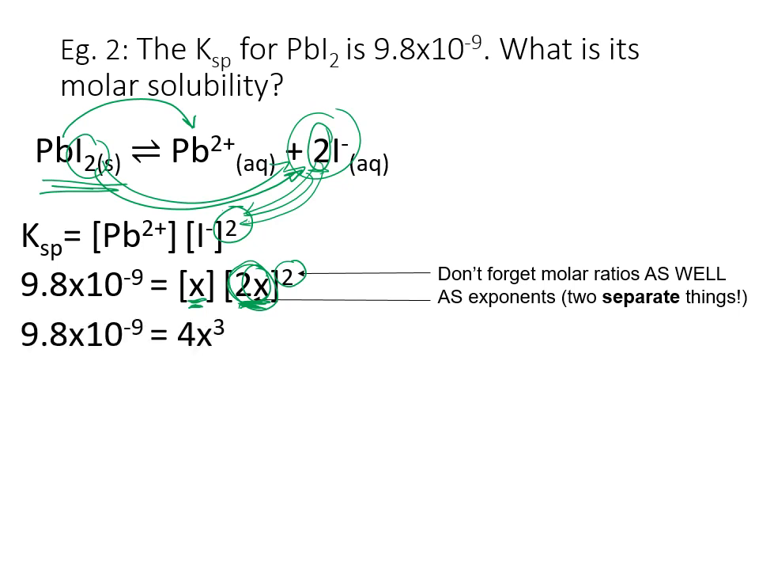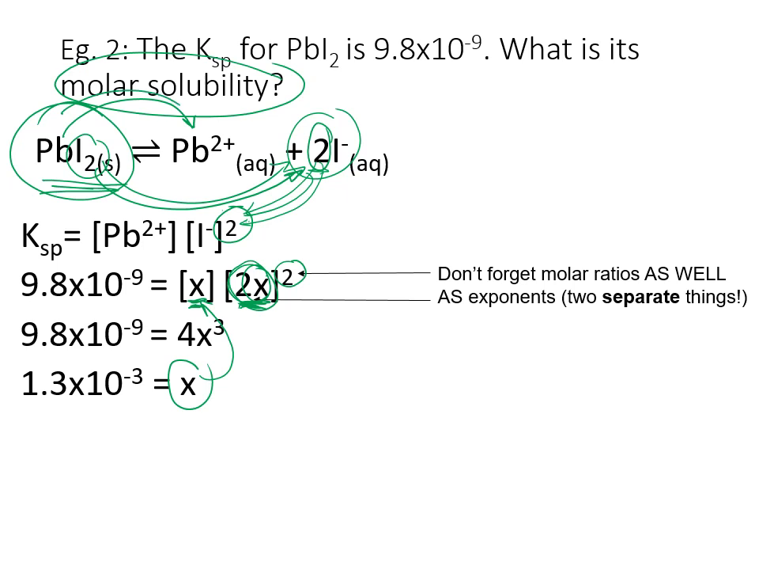And that's just a matter of solving for x. And you end up with 1.3 times 10 to the negative 3. And this is the x value, which is the concentration of lead, or half the concentration of iodide. So if they're asking for what is the molar solubility, how much of this lead iodide went into solution, we just found that, our x value being 1.3 times 10 to the negative 3.